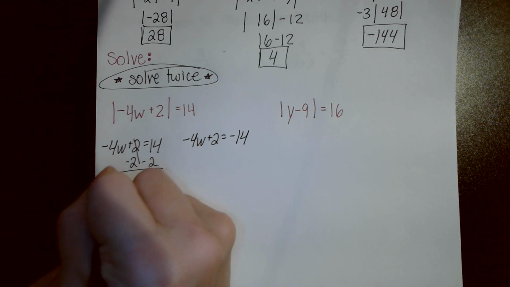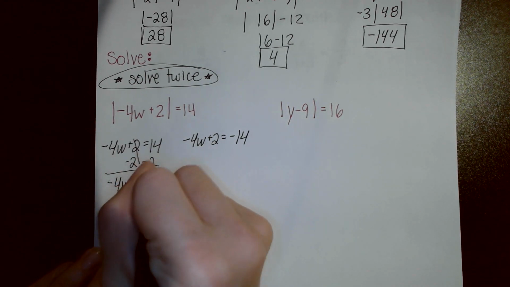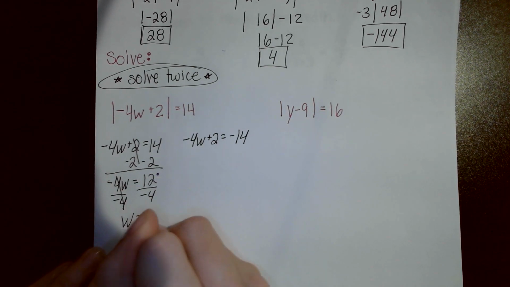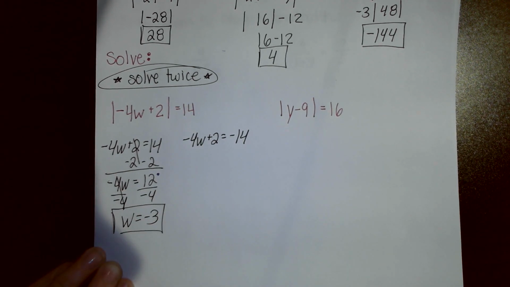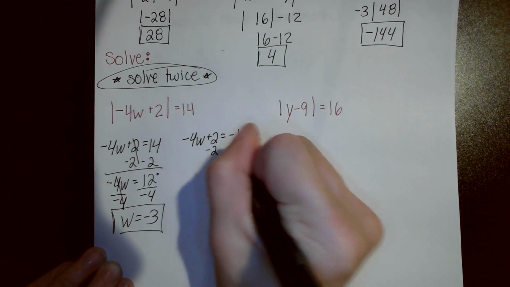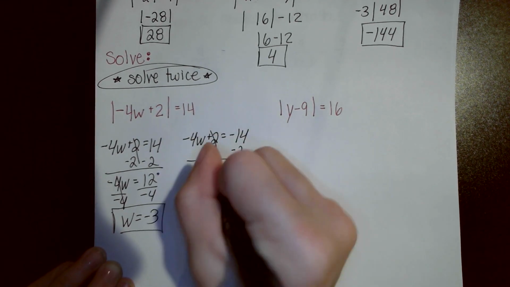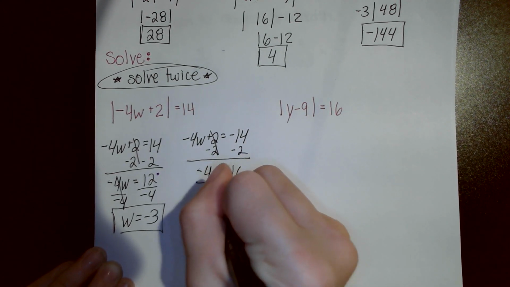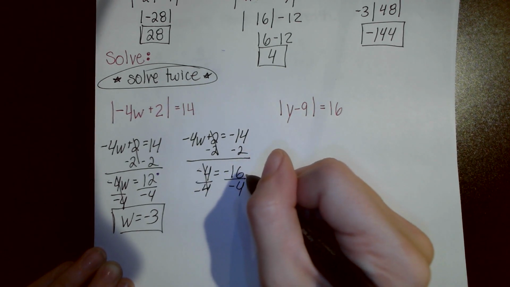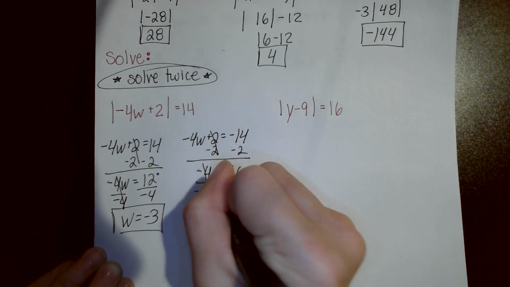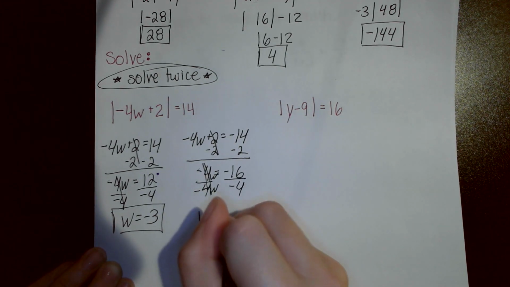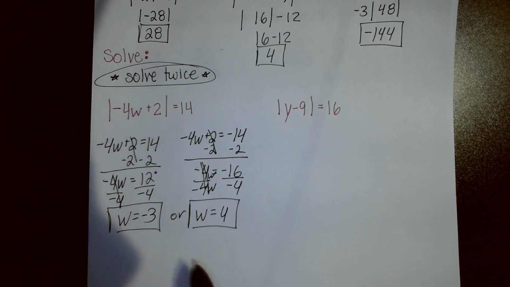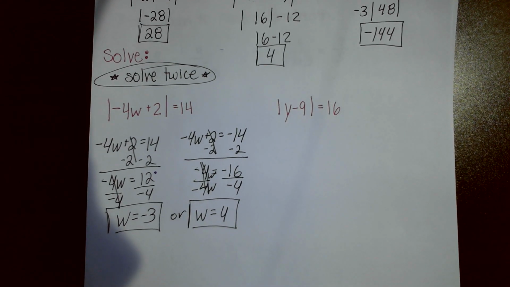So negative 4w equals 12. So w equals negative 3. Or if we try the negative scenario, negative 4w equals negative 16. Oops, I forgot the w. There we go. Cancel out. w equals 4. Now, you need both of these answers for it to count as correct.